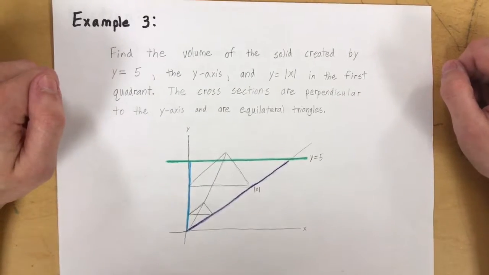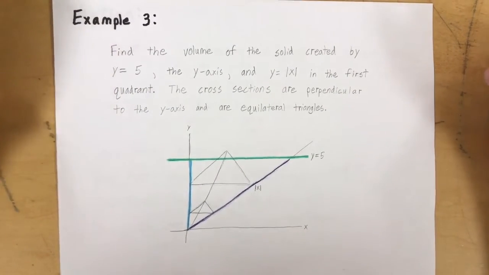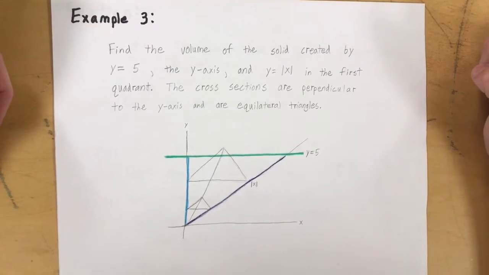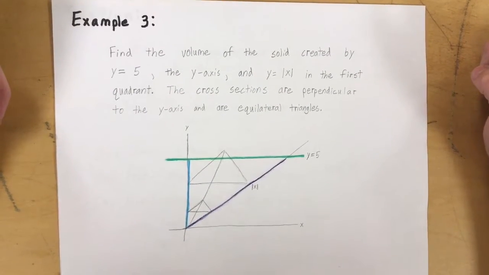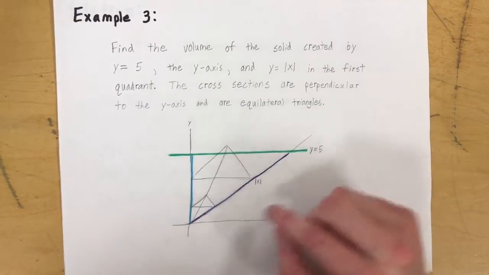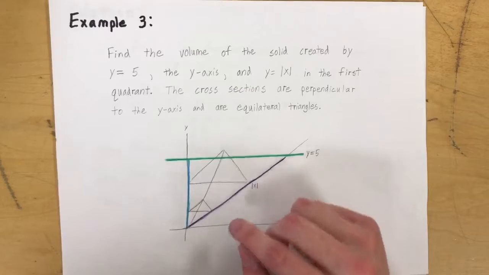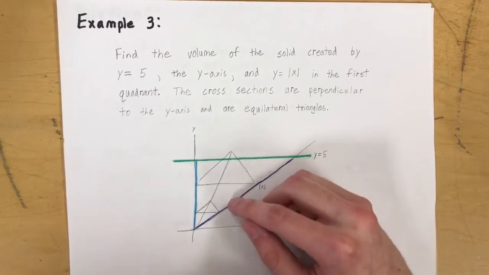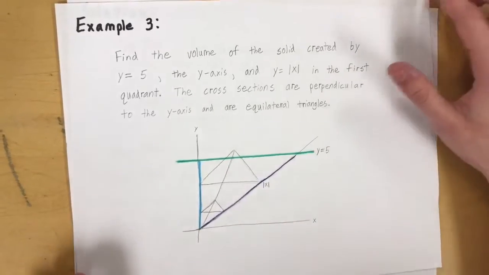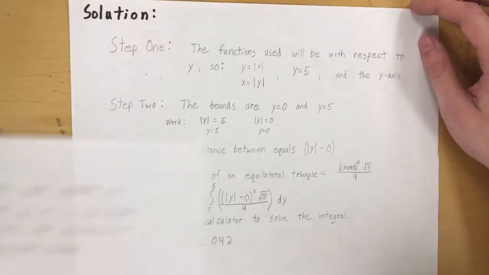Find the volume of the solid created by y equals 5, the y-axis, and y equals absolute value of x in the first quadrant. The cross-sections are perpendicular to the y-axis and are equilateral triangles. So we have our function right here, and we're going to make this area the base, and we have triangle cross-sections. So it's going to be a triangular prism as our 3D figure.